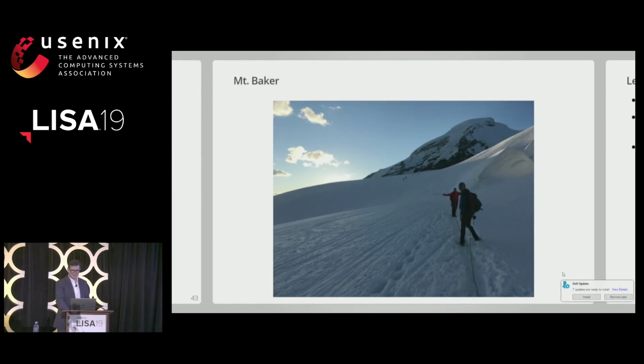This is Mount Baker. I climbed up here a couple years ago in June. It was one of the coolest things I ever did. It's an easy beginning mountaineering trip.